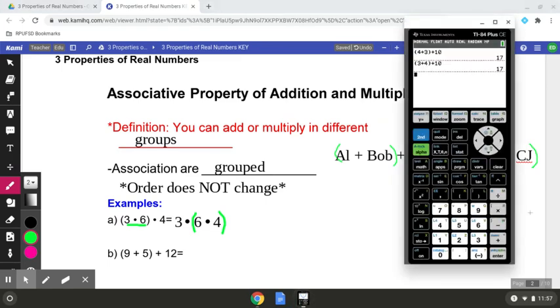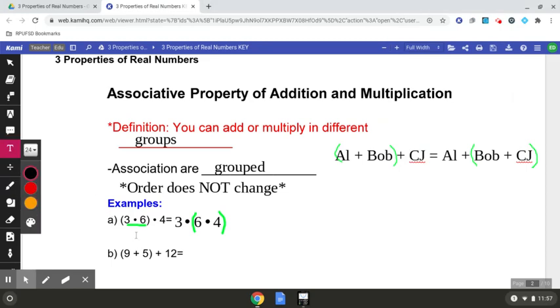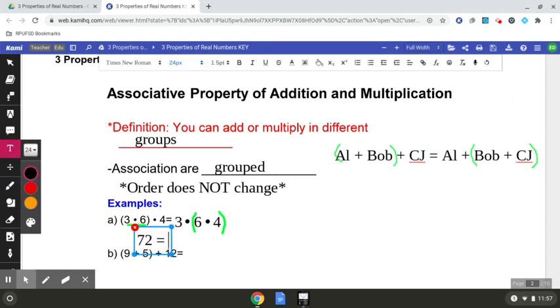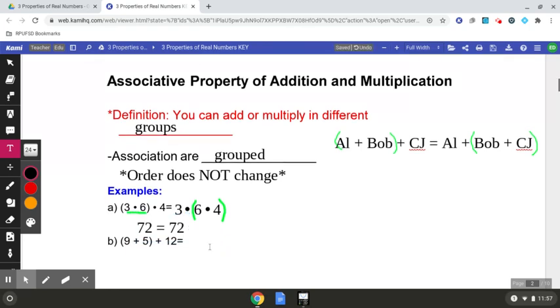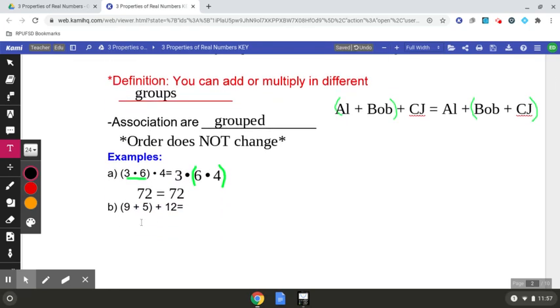So if I go to my calculator now, and I do 3 times 6 in the parentheses times 4 on the outside, I get 72. And then for the other side, 3 times 6 times 4, I should still get 72, which I do. So we proved that when I move the parentheses and change the grouping, my answer doesn't change.